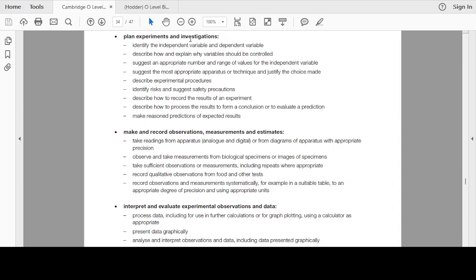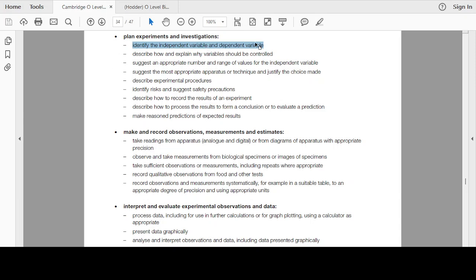Planning experiments and investigations, right? So identify the independent and dependent variable. Now, we're just starting off, and this might seem like a lot. Oh my God, there's so much of it. Well, as we cover all of these things, they will be highlighted, and then when we come to practice, we'll get into applying these things. But yes, there are some technical details that we need to cover.